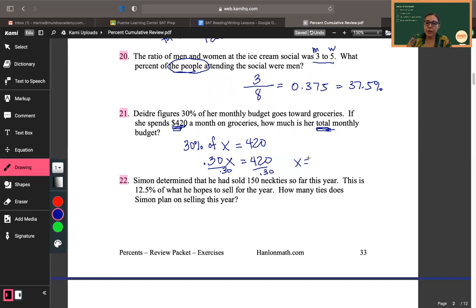So anytime that you're going back to the original number, you're always going to end up dividing. If you're finding the percentage part, then you're going to multiply. But if you know the percentage part and you want to go back to the total, then you're going to divide.